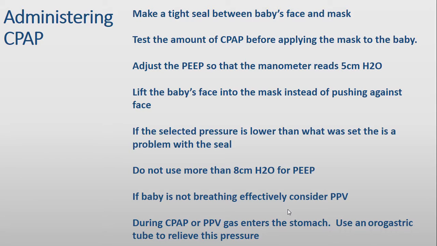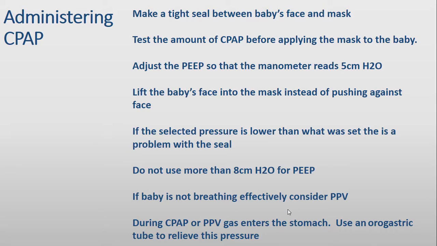We need to adjust the PEEP so the manometer reads 5 centimeters of water. And instead of pushing down on the baby's face, we want to lift the baby's face into the mask instead of pushing against it. Once we've tested the pressure against our hands to ensure that the PEEP is at 5 centimeters of water, once we apply it to the baby's face, if the pressure is lower on the baby's face, then the chances are that we have a problem with the seal.